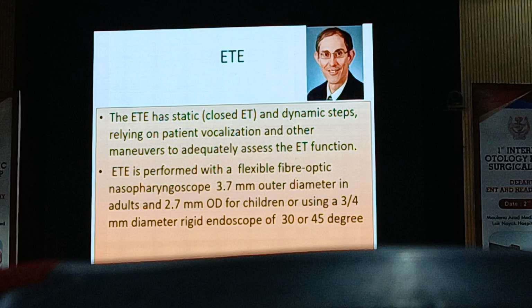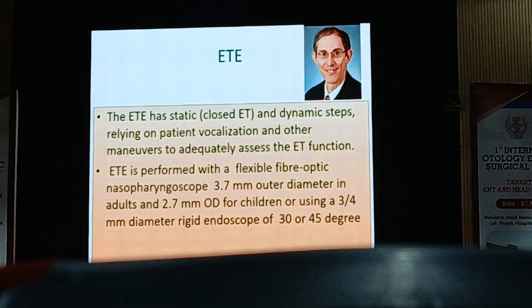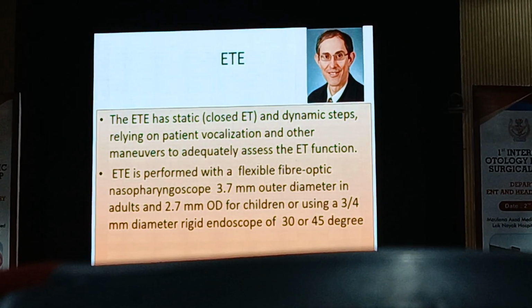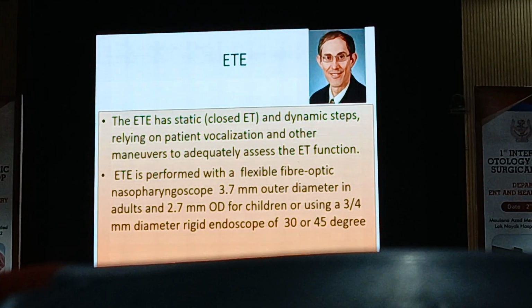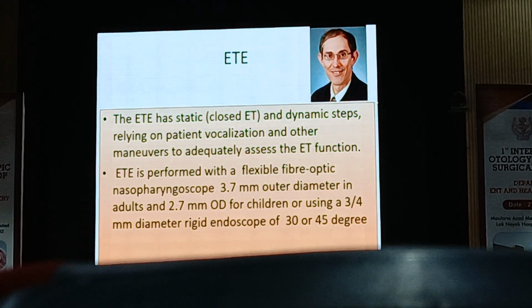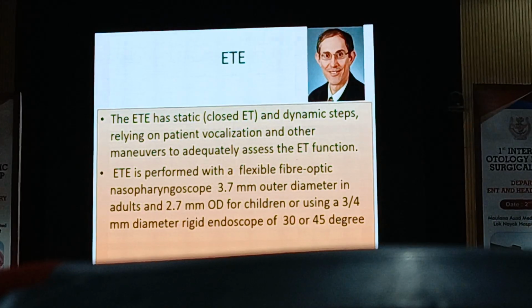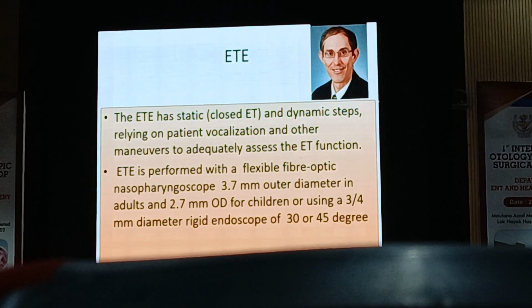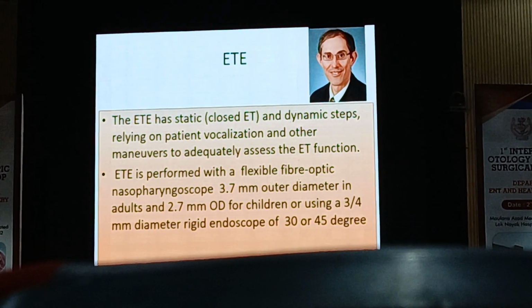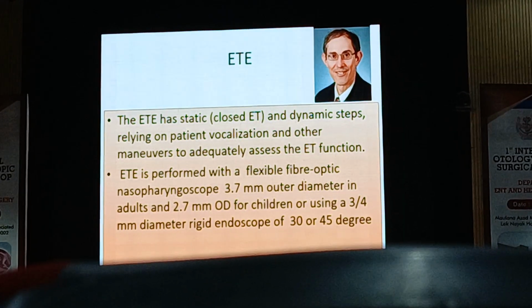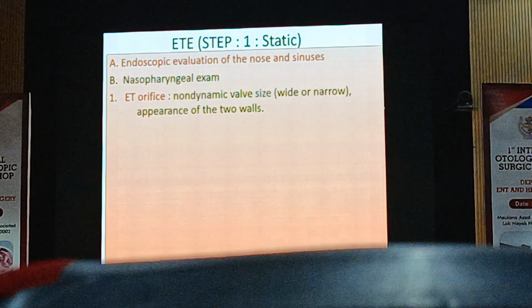So basically this is Dr. Dennis Poe, he is the pioneer who has been working on the eustachian tube for a very long time. What he devised was eustachian tube endoscopy, and it's basically done by a nasopharyngeal scope which is 3.7 millimeters, or we can do it with a direct endoscope of 3 or 4 millimeter size, which is angled at 30 or 40 degrees. So these are the parameters which are checked.